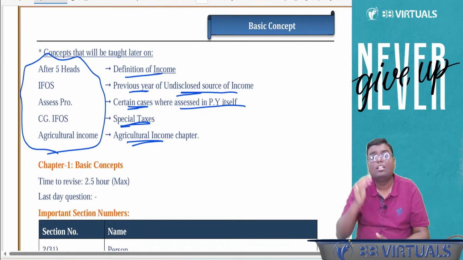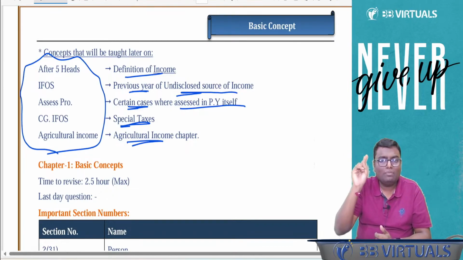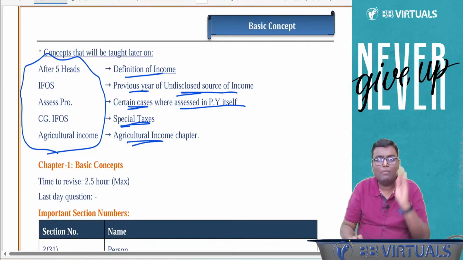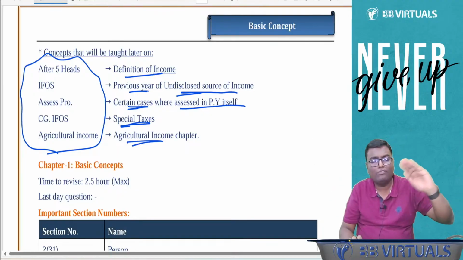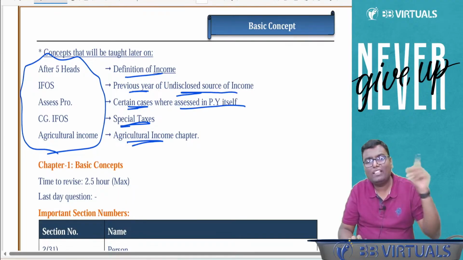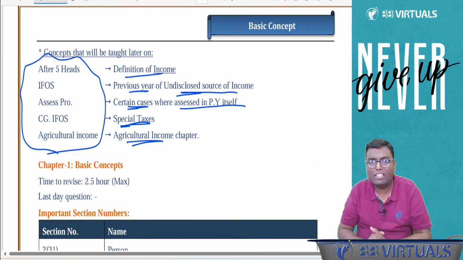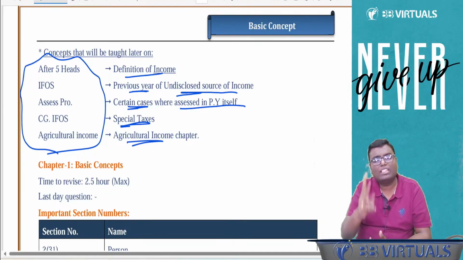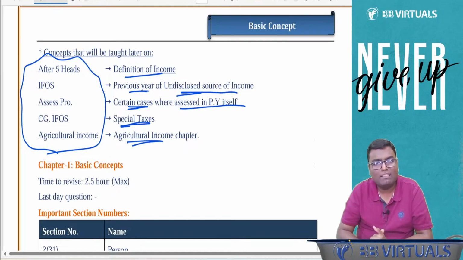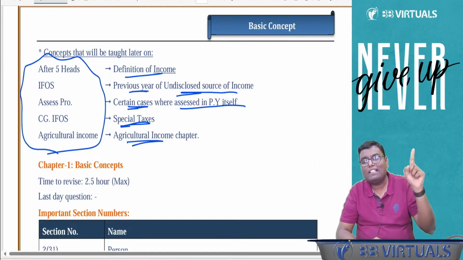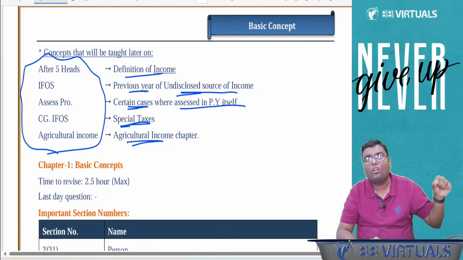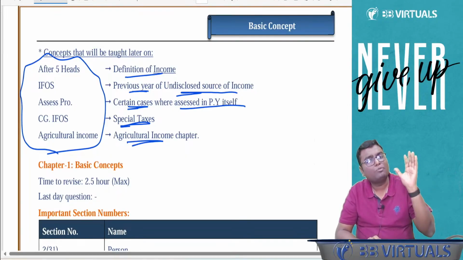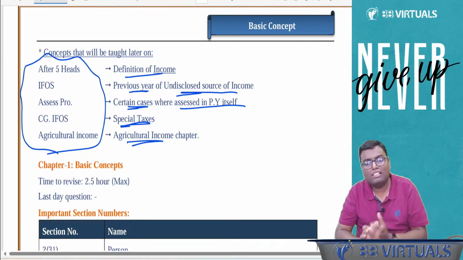Old tax regime, resident individual below 60, plus HUF, AOP, BOI, AJP: up to 2,50,000 no tax, 2.5 lakh to 5 lakh 5%, 5 lakh to 10 lakh 20%, above 10 lakh 30%. Second is resident individual of age 60 or more, senior citizen. Up to 3 lakh there will be no tax, balance will remain same. Third column, resident individual of age 80 or more, very senior citizen. Up to 5 lakh there will be no tax, balance will remain same.